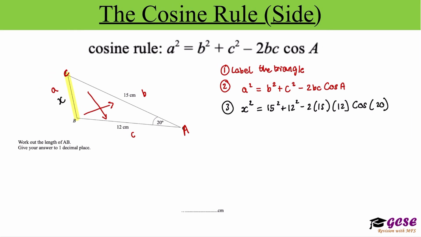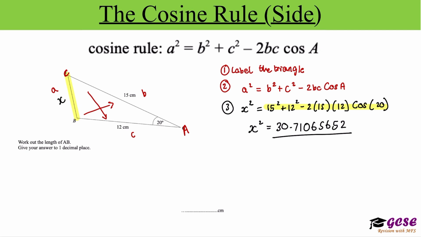Okay, now we can just type this into our calculator, which I'm going to do now. So we've got 15 squared plus 12 squared minus 2 lots of 15 brackets 12 cos 20. Okay, and this gives us an answer of x squared equals 30.71065652.